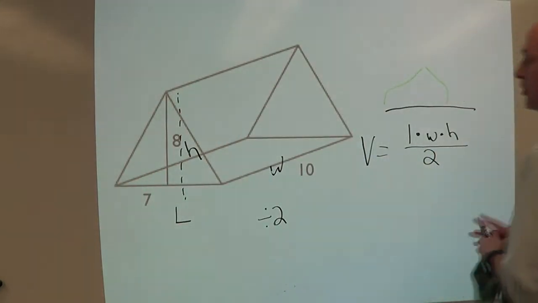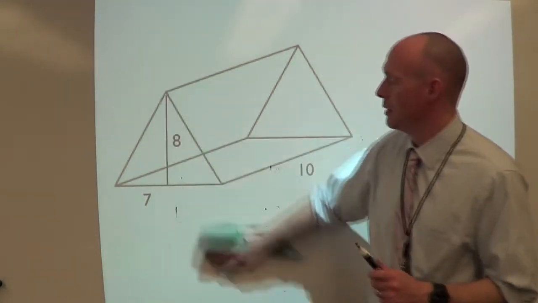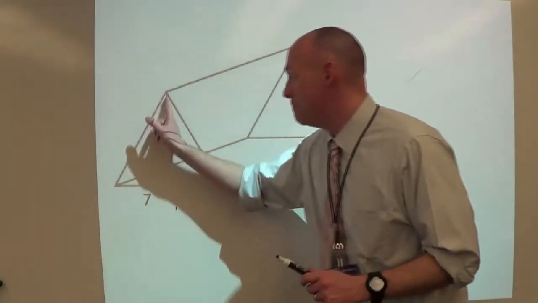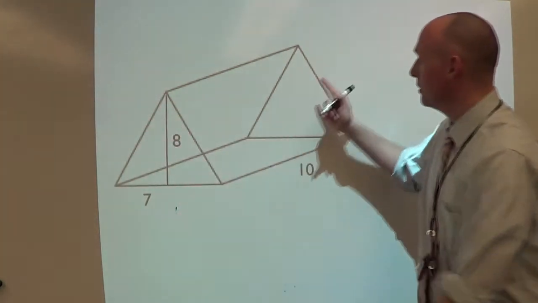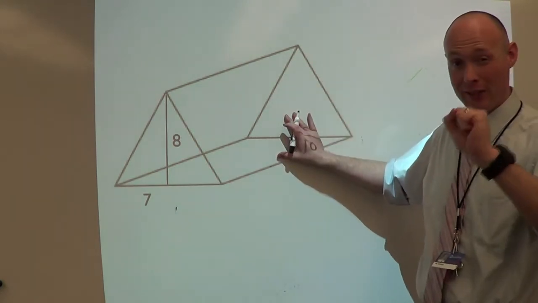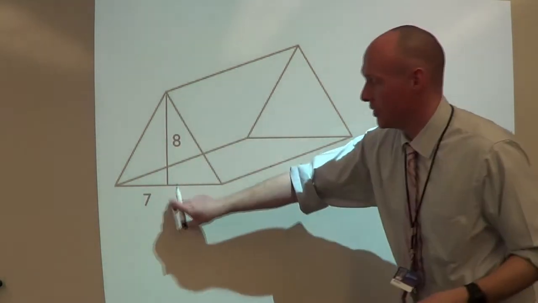Okay, here I have a triangular prism. My base is a triangle, as you can see. Front's a triangle, the back's a triangle. Remember, this is in the background. You kind of couldn't really see it if that was a real three-dimensional figure. But we have some information, 7, 8, 10.